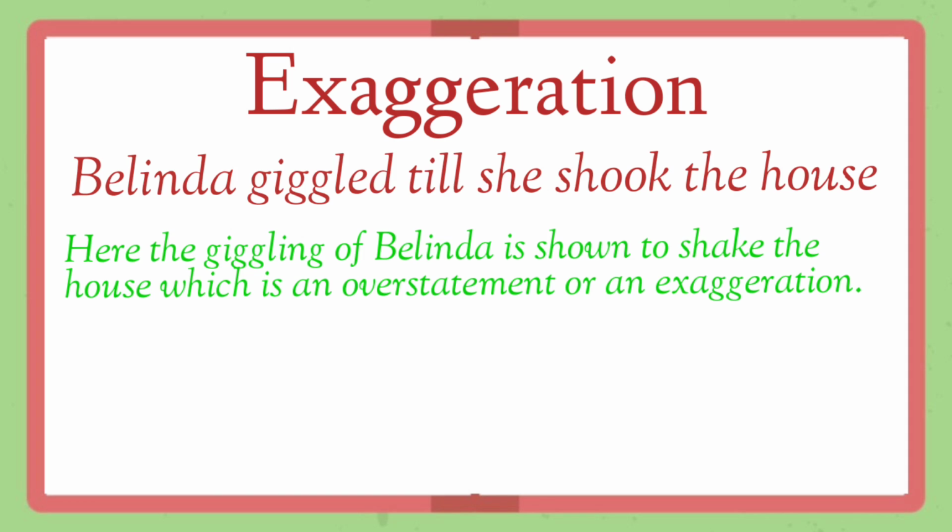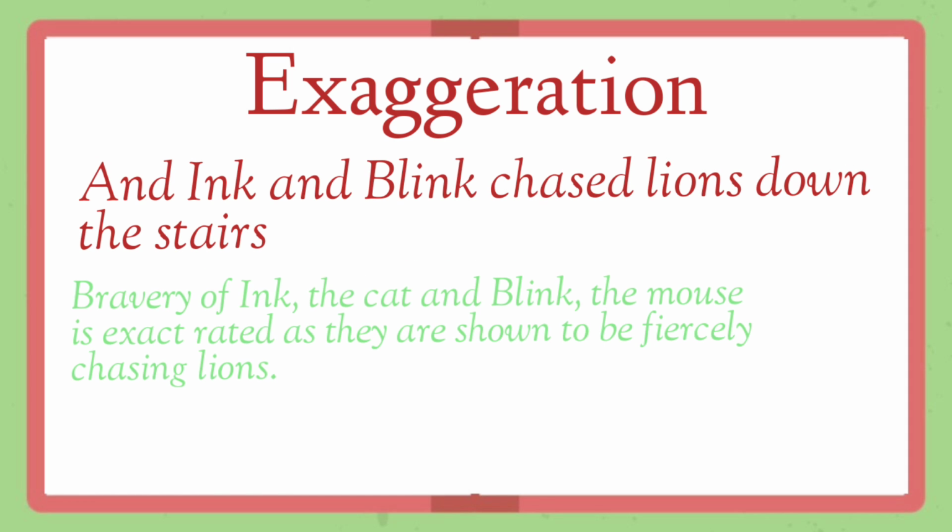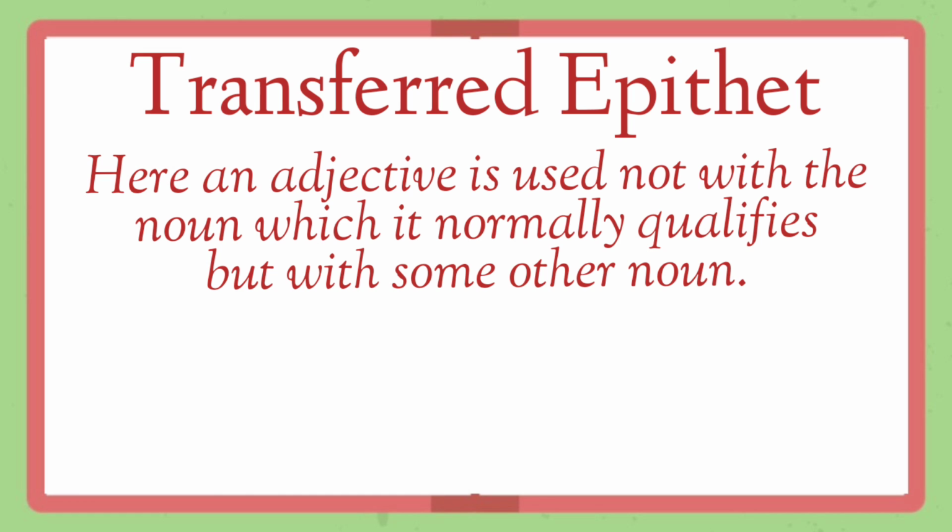And then we also see, "and Ink and Blink chased lions down the stairs." So the bravery of Ink, the cat, and Blink, the mouse, is exaggerated as they are shown to be fiercely chasing lions. Then we also have transferred epithet used by the poet. Transferred epithet is a poetic device in which an adjective is used not with the noun which it normally qualifies, but with some other noun.